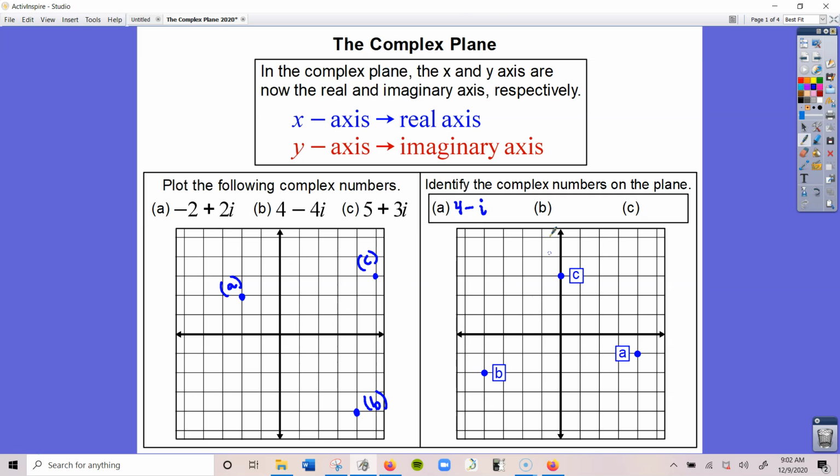For B, we go 1, 2, 3, 4 units to the left. So -4. And then it goes down 2. So this would be minus 2i. For C, C does not go left or right, so this is a purely imaginary number since it is on the imaginary axis only. And since we go 3 up, this would represent 3i.